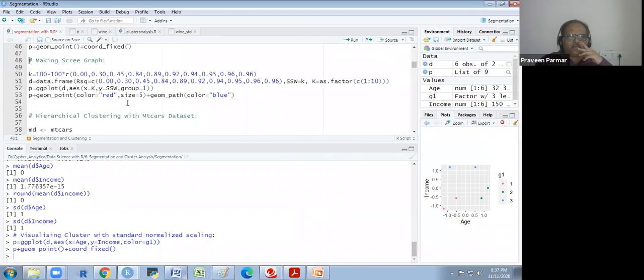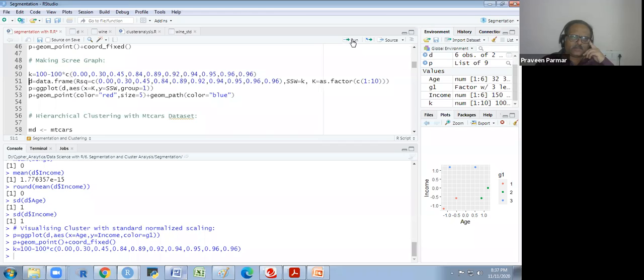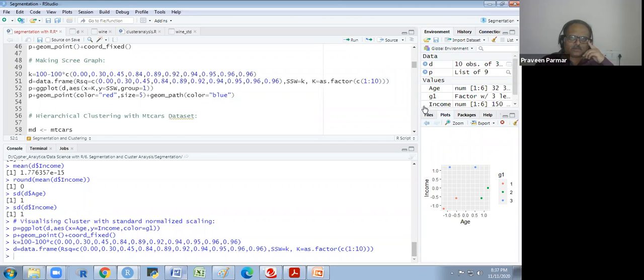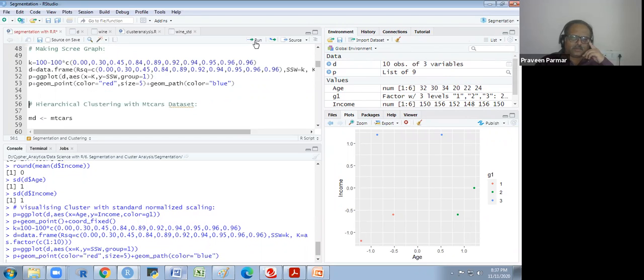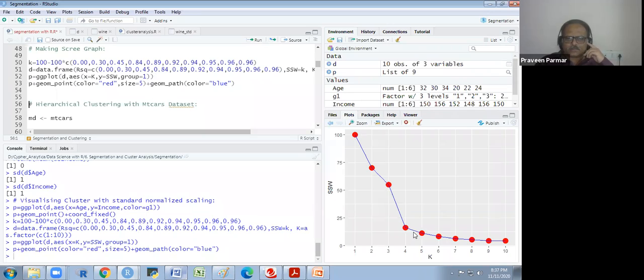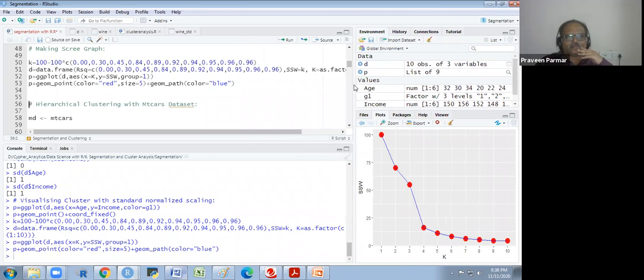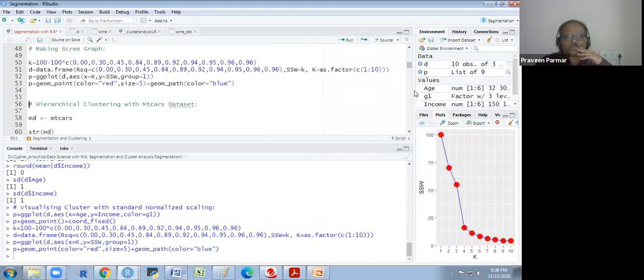Now I will give some idea about how to create a scree graph. It is the K, 100 minus 100 into 0.1, 0.30, 0.45. I have selected these and I am making the data frame, and I am going to make this plot, and I will show you this plot. So this is the plot I have got here: geom point, color, SSW, SSC. I have just made one hypothetical scree graph, 1 to 10 factor. I have taken K as a factor.